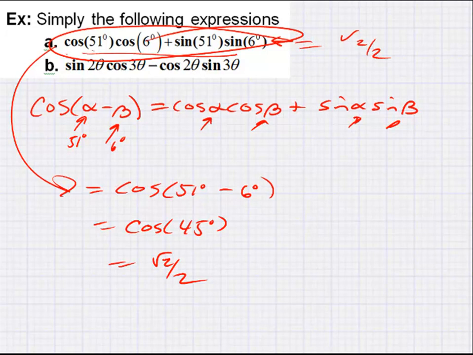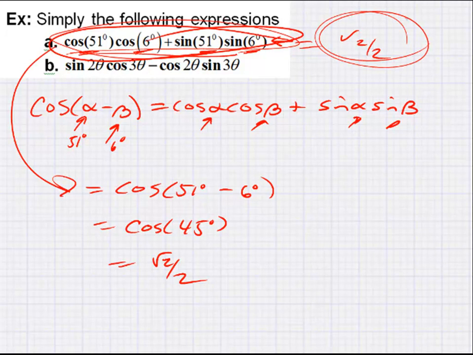Now you can't take the cosine of 51, you can't take the cosine of 6, sine of 51, sine of 6 without your calculator, but you can simplify this whole expression without your calculator into just square root of 2 over 2, because really this whole expression is really just the cosine of 45 degrees.